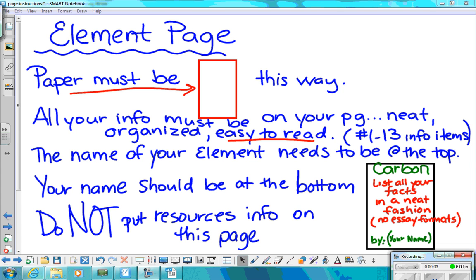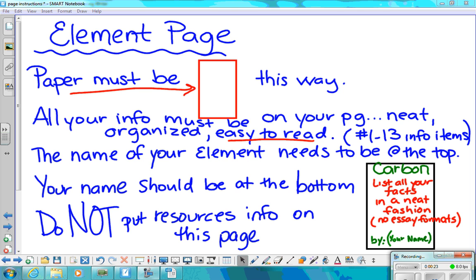Let's walk through these instructions again. And this time I'm going to give you some visuals of what your pages are required to have. You can design them with your own creativity. Okay? So the paper must be up and down like this so that you all have the paper the same way when you go to put your album together.